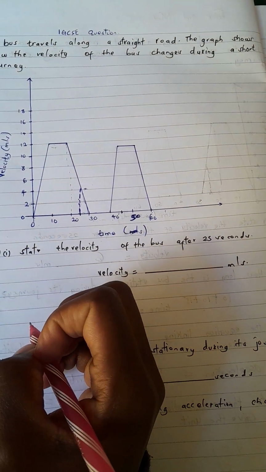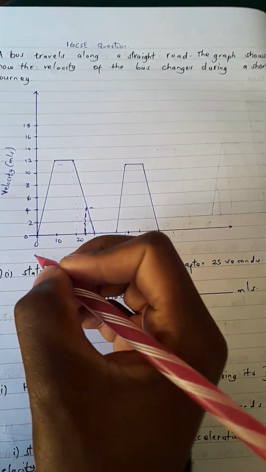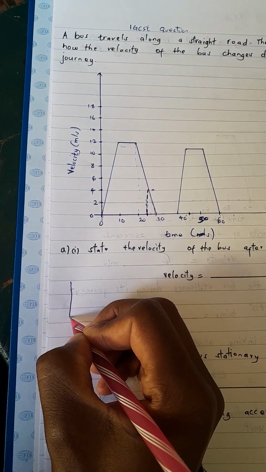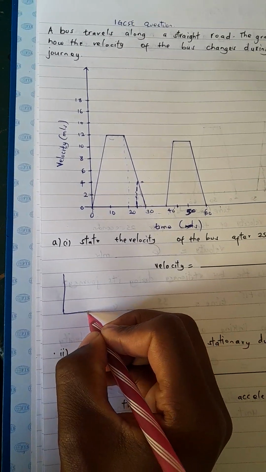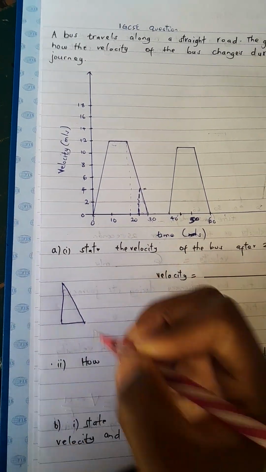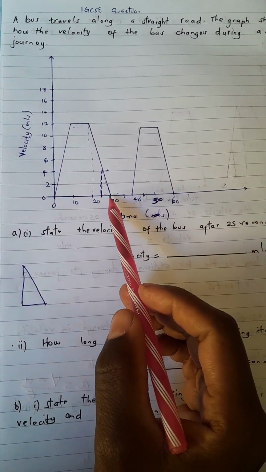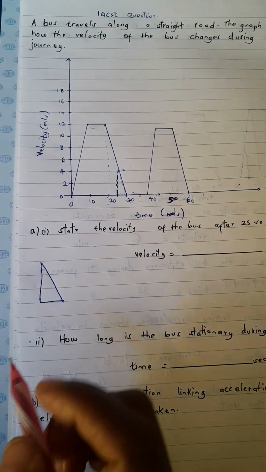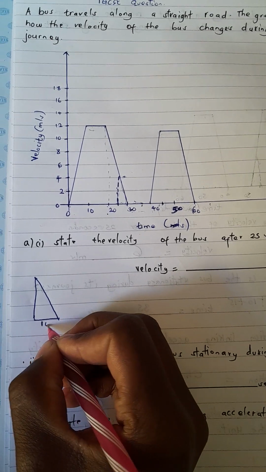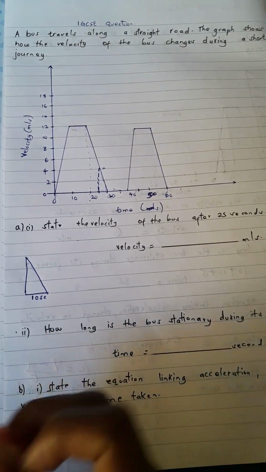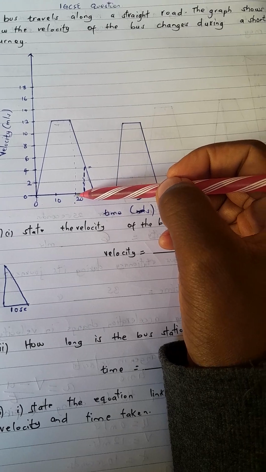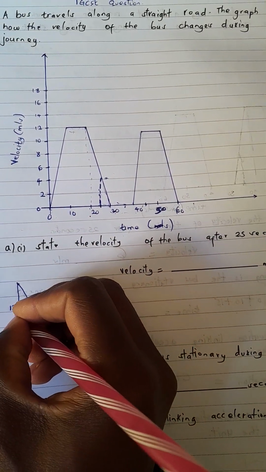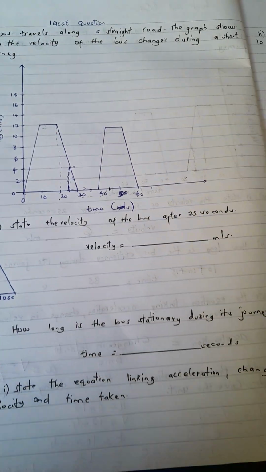So this is what we'll do. Let me just draw the big triangle. So this is my big triangle. From this point to this point, it is 30 minus 20, which is 10. So it is 10 seconds. What about the height? From 0 to this point is 12. So this is 12.